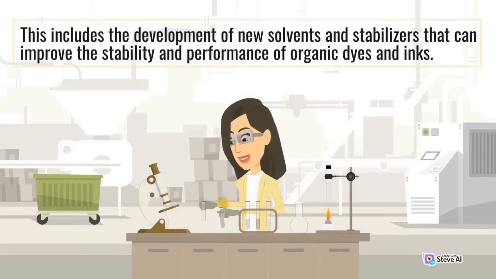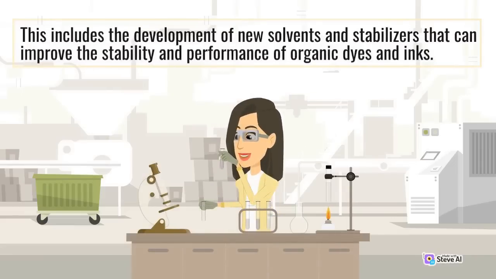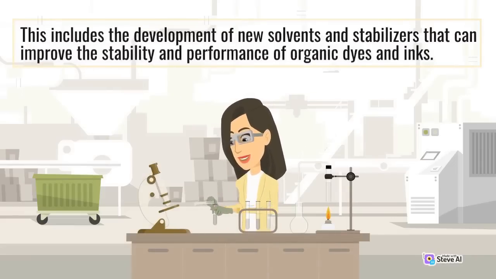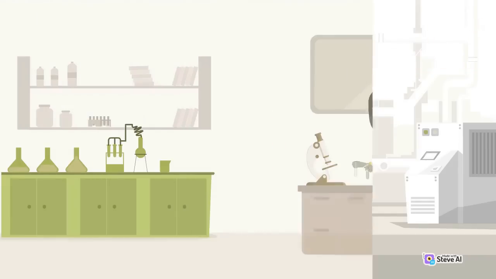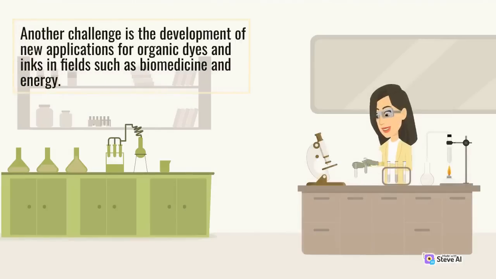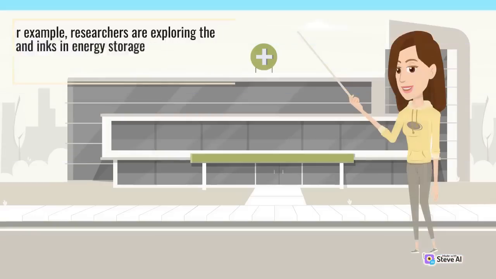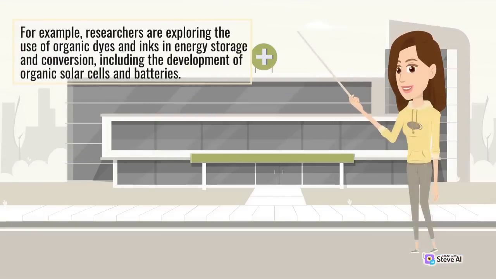This includes the development of new solvents and stabilizers that can improve the stability and performance of organic dyes and inks. Another challenge is the development of new applications for organic dyes and inks in fields such as biomedicine and energy. For example, researchers are exploring the use of organic dyes and inks in energy storage and conversion, including the development of organic solar cells and batteries.